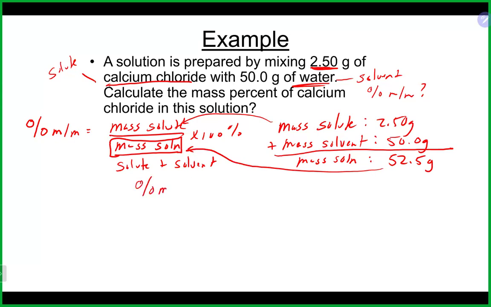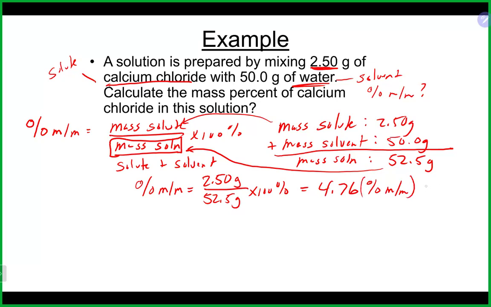Our percent mass to mass is going to be 2.5 divided by 52.5 times 100%, and that's going to give us 4.76. In terms of the units, the grams cancel out, so it's left as a percentage. Percent M/M is usually what you give, and if you want, you can put what it was, which was calcium chloride in this case.